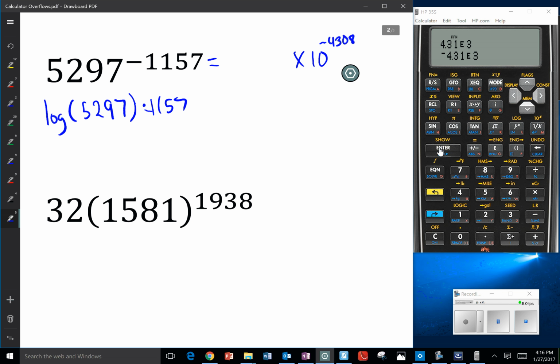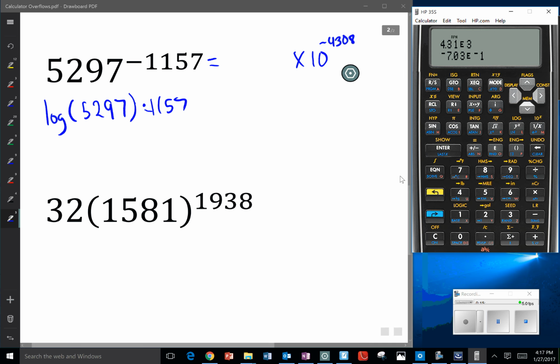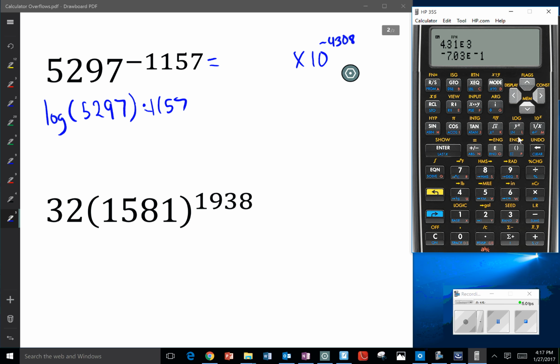How do I get rid of negative 4,308? The way I get rid of negative 4,308 is by adding 4,308. So every problem before we've been subtracting to get rid of it. This time we're going to add to get rid of it, right? So there we go. There's our number. Just like before, we're going to 10 to the exit at the end. And this is the tricky part. Here we go.